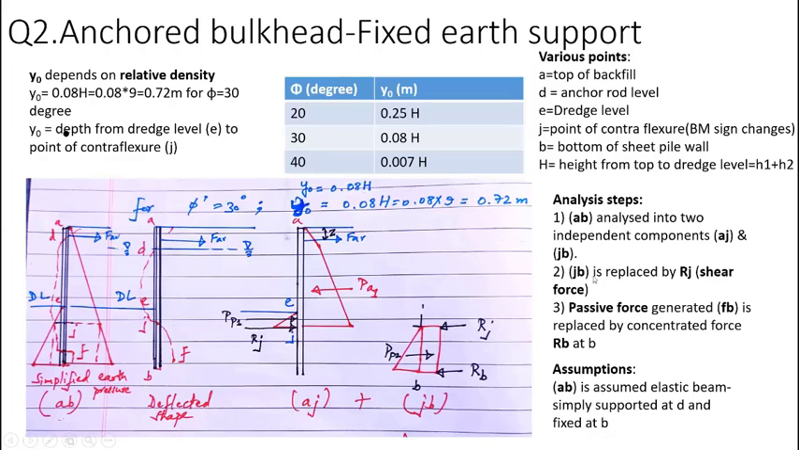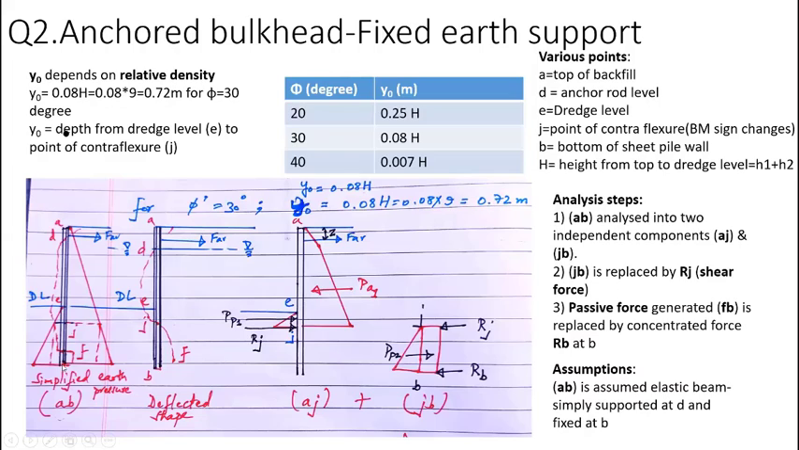So it is also written GB is replaced by RJ. RJ is what? RJ is a shear force. So to discuss again, this A point is the top of the backfill. D point is the anchor rod level. E is the dredge level. J is the point of contraflexure where the bending moment changes sign.